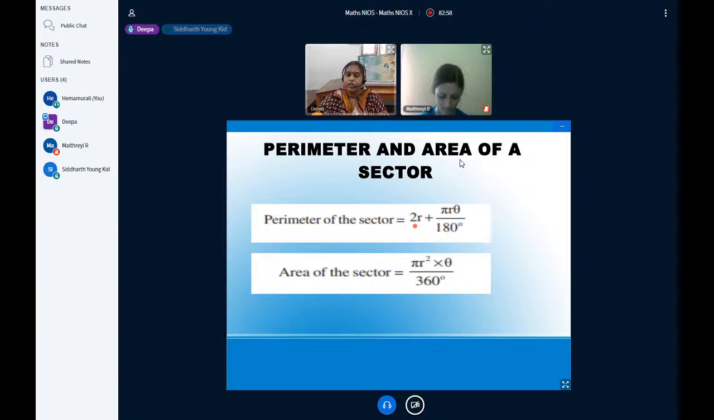Perimeter of the sector is equal to 2r plus pi r theta by 180 degrees, and area of the sector is equal to pi r square into theta by 360 degrees. This theta is the central angle. Finish writing. Shall we move to the next slide? Some other formulas. Finished with that? Okay.